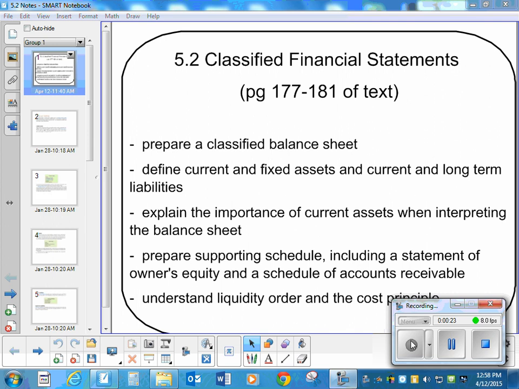We're also going to learn how to make a supporting schedule for the owner's equity and the schedule of accounts receivable. And we've already talked a little bit about liquidity, and we'll touch a little bit on the cost principle again.